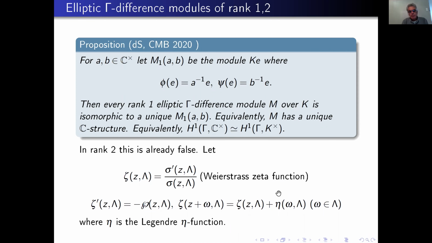So let zeta be the Weierstrass zeta function, which is either the logarithmic derivative of the Weierstrass sigma function or a primitive of the P function, and now it's a very classical function. And because its derivative is periodic, when you shift the variable by a lattice vector omega, then you get the previous function zeta of z plus a constant that's traditionally denoted by eta of omega, where eta is this famous Legendre eta function. So all this is 19th or even earlier mathematics.